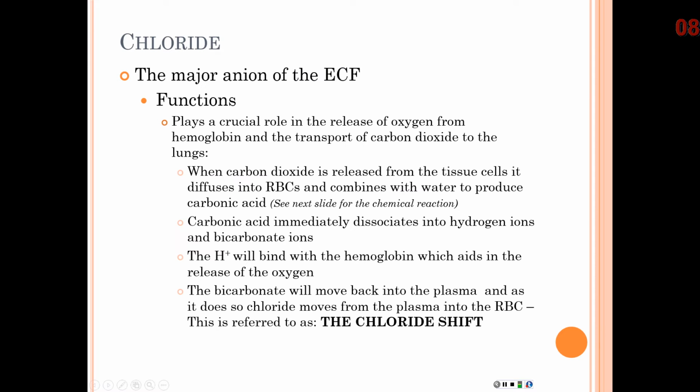All right, then we have chloride. Now, chloride in the textbook doesn't fall into the regular electrolyte section, and it's only minimally dispersed throughout the section when you start dealing with acid-base balance. But I want to talk about chloride, particularly in its role in functioning with carbon dioxide transport.